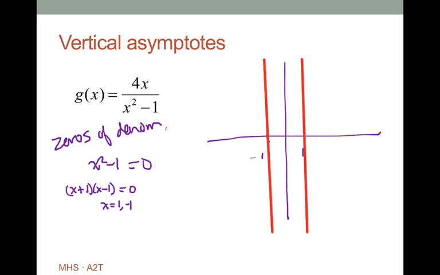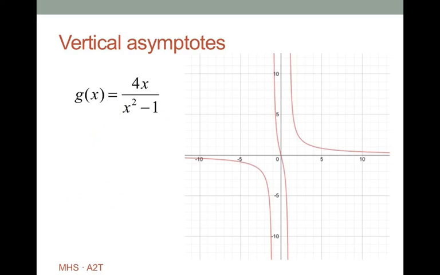Again, we take the denominator and we find the zeros of the denominator. That will give us our vertical asymptotes. I'm not going to worry about the rest of the graph now. We're just focusing on asymptotes.